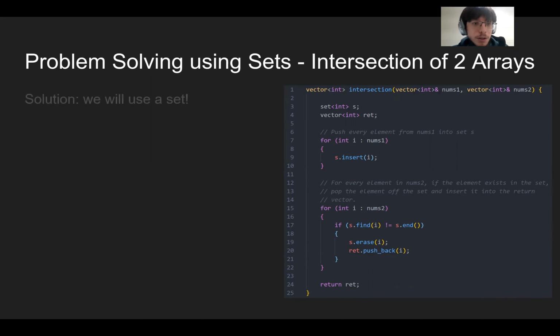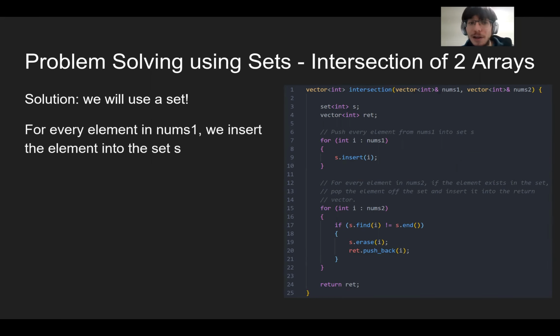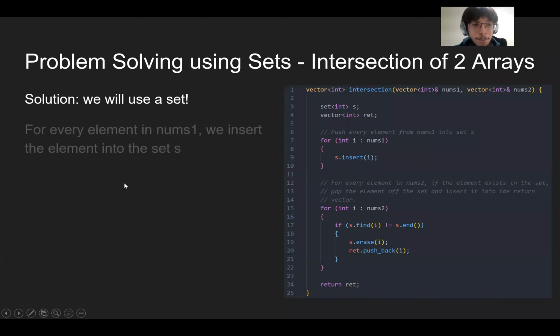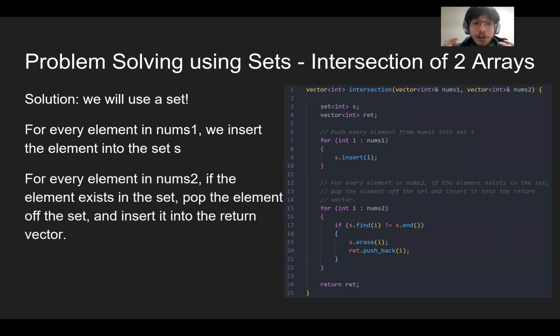So here, the solution is to use a set. For every element in nums1, we insert the element into the set S. So this is the first thing we mentioned: we're putting all of them from that first array into our set. And for every element in nums2, if the element exists in our set, remove it from the set and insert it into the return vector. So this is another approach: we could just remove it from our original set.